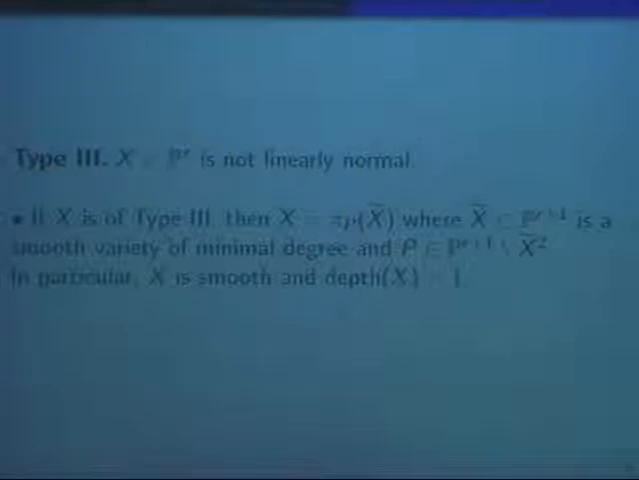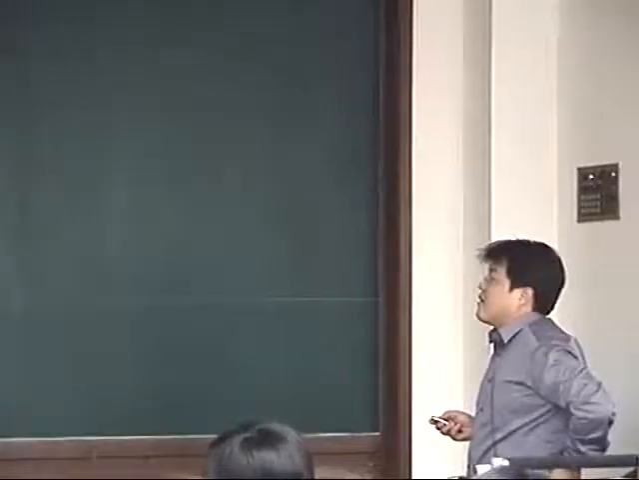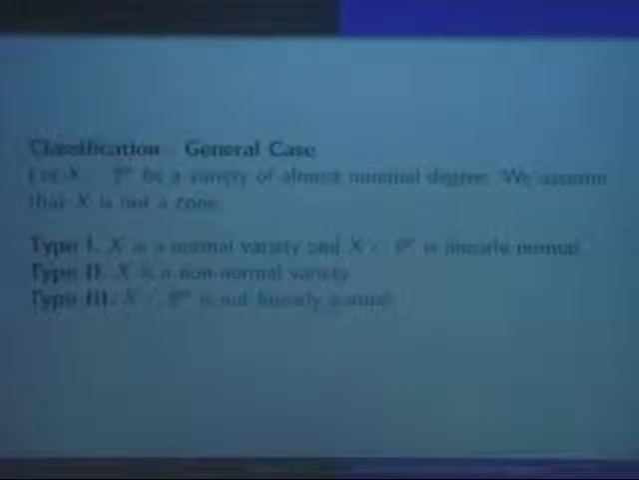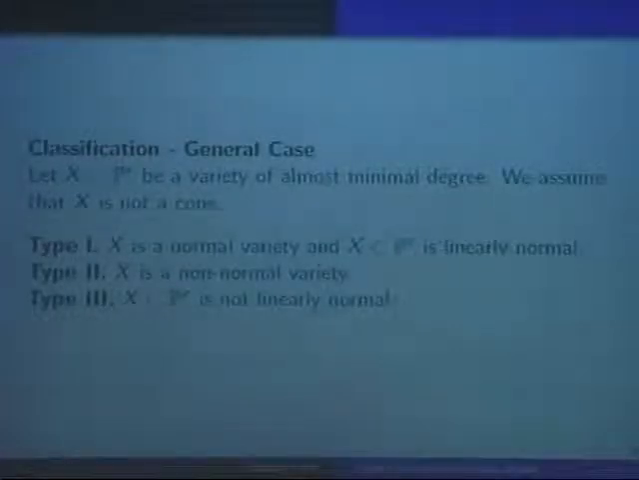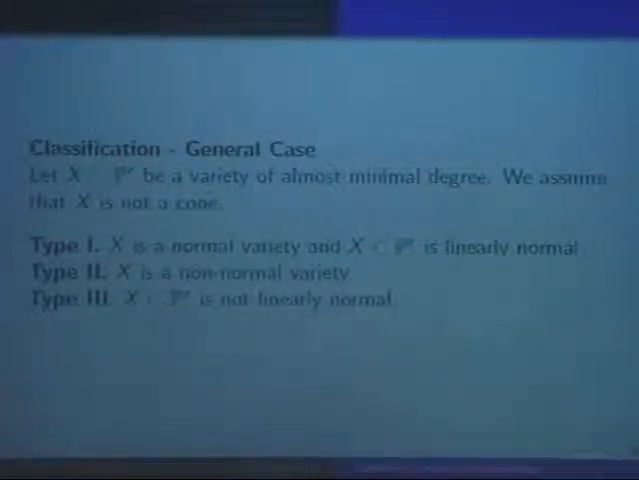But only three types can appear for this case. Well, here, there are two viewpoints, normality and linear normality. So clearly, there are three kinds of such varieties. What I mean is, for any class of varieties, we can divide it into three types from the viewpoint of normality and linear normality.